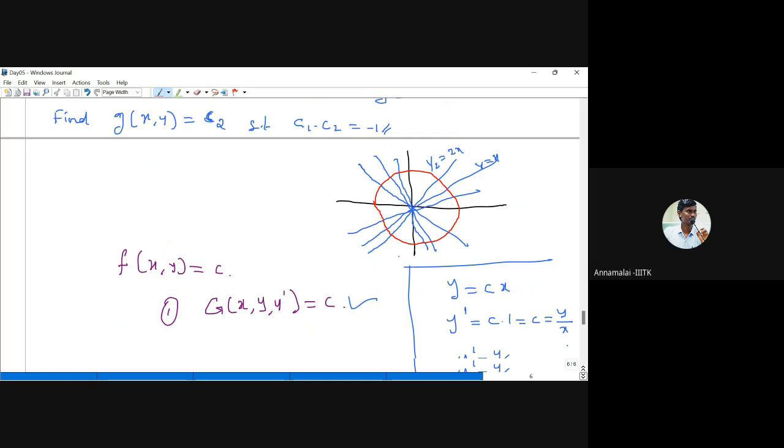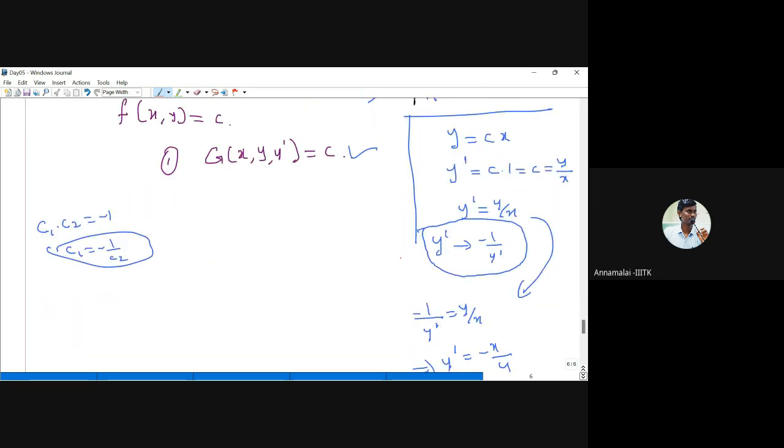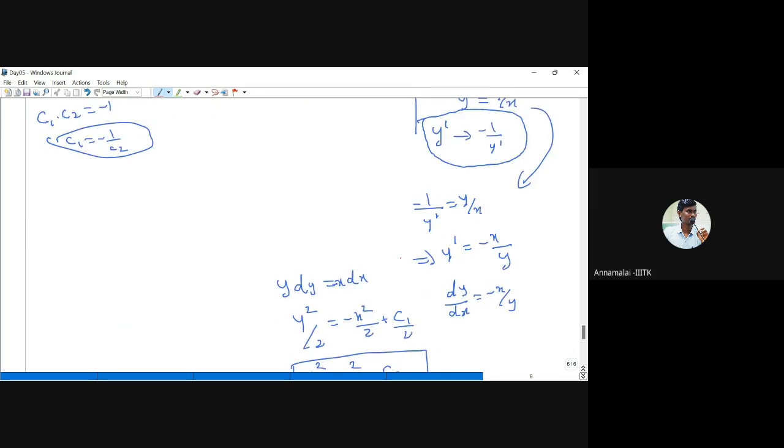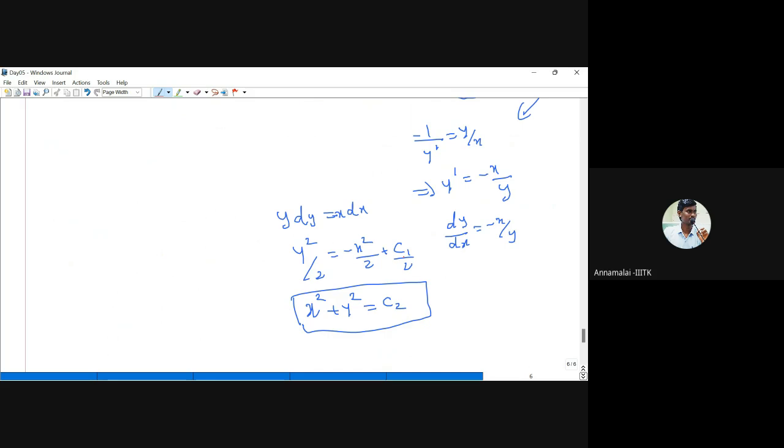So got it or not? So first step is you have to find y dash and then replace y dash by -1 by y dash, and then you have to integrate. Finally, we get the orthogonal trajectories. So any doubt in this? Maybe if you have some other problem to this, we can solve. Maybe I don't know. I don't find any problem now. So any doubt in this, you can ask.